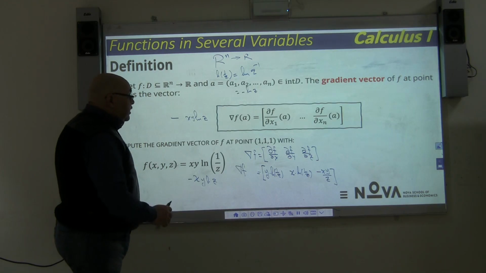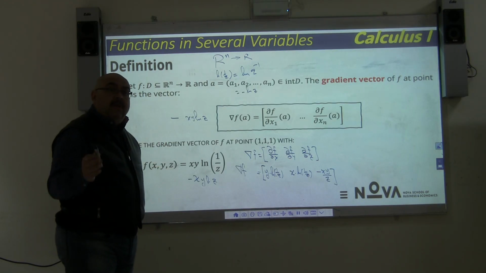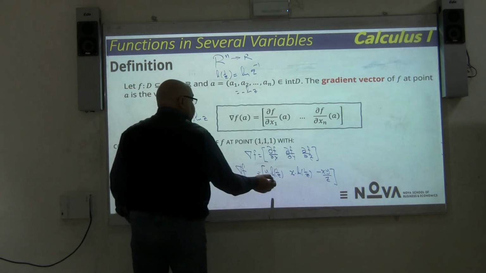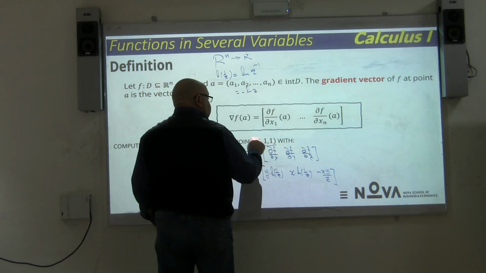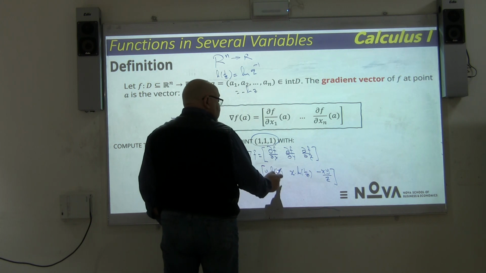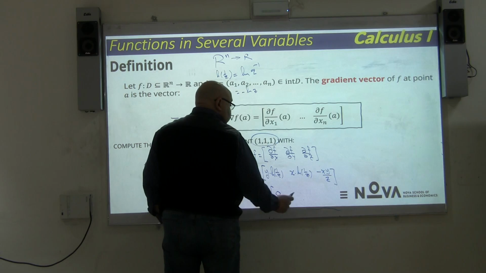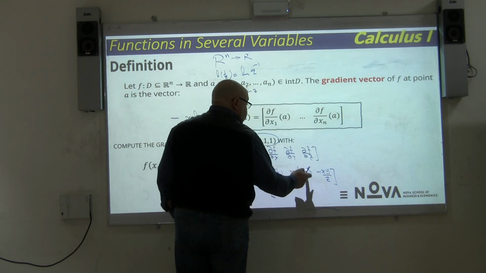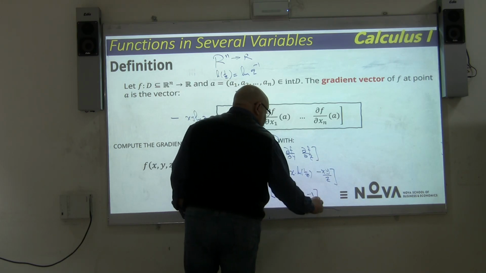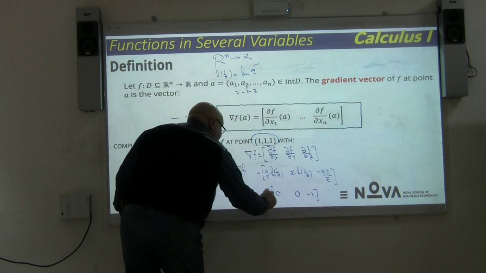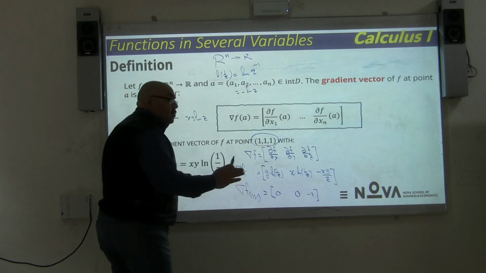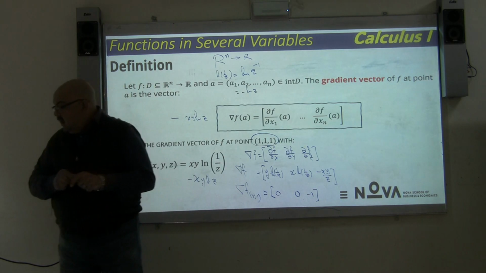But I need the gradient vector at the point 1, 1, 1. If I want the gradient vector at a certain point, all I have to do after getting the gradient vector is substitute. So I need the gradient at triple 1. Let's substitute. 1 over 1 is going to be 1, ln 1 is equal to 0, so this part is going to be 0. Also, 1 over 1 is equal to 1, ln 1 is equal to 0, so that part is equal to 0 too. Substituting, the last one is going to be negative 1. So the gradient vector at 1, 1, 1 is 0, 0, and negative 1. That's the gradient vector, as you can see.